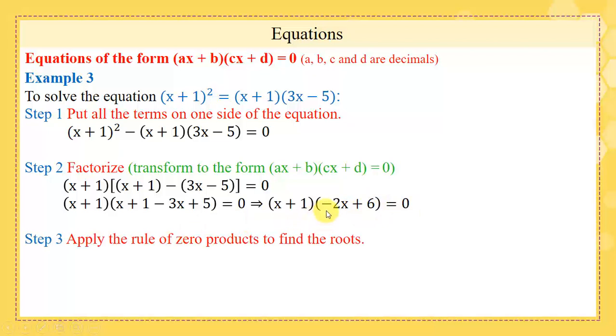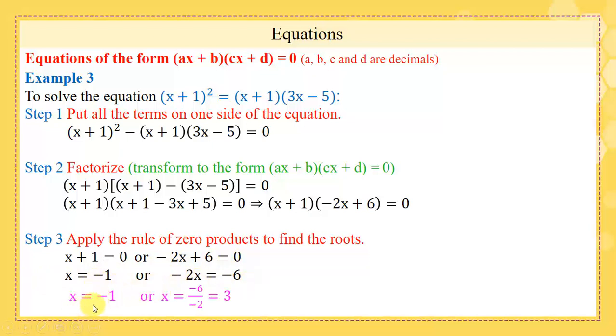Here we have a product of two factors, so in step 3 we also apply the rule of zero products. x + 1, the first factor, = 0, or −2x + 6 = 0. So x = −1 or −2x = −6. So x = −1 or x = −6/−2, which is equal to 3.